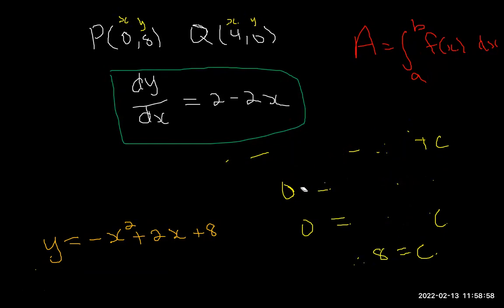So this is the equation that I'm working with, the equation of the curve: minus x squared plus 2x plus 8. That is what I'm going to substitute into this formula right here to get the area. F of x, remember, is always the equation of the curve, so in this case it's minus x squared plus 2x plus 8. But you might be wondering, if this is my f of x, what exactly is the upper limit and the lower limit?